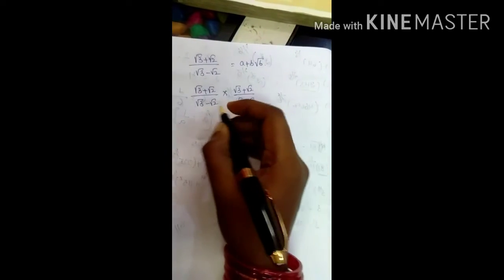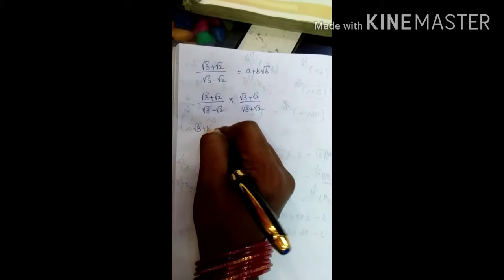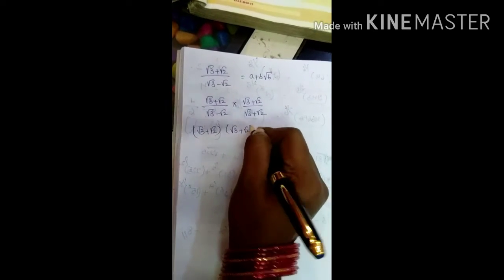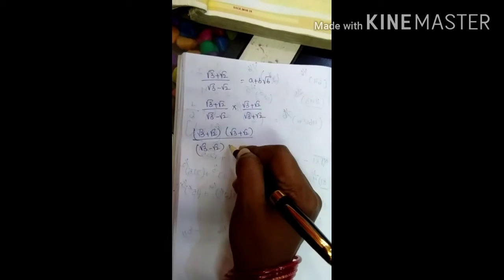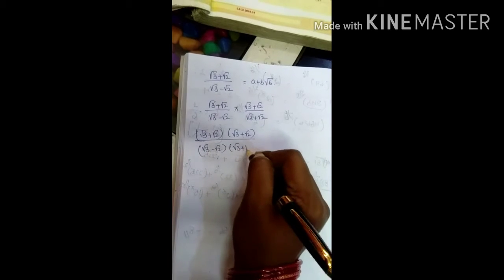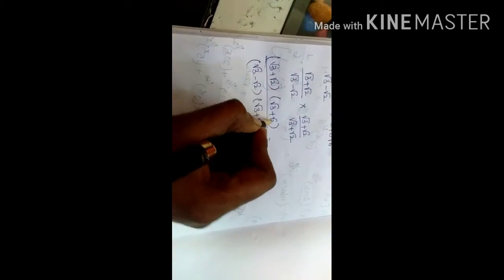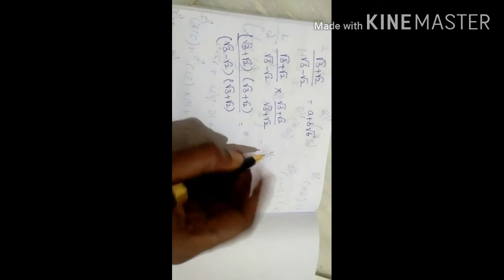Now what you have to do, just multiply numerator and denominator. Root 3 plus root 2 into root 3 plus root 2, divided by root 3 minus root 2 into root 3 plus root 2. Now do simplification here. How much will you get? A plus b into a plus b is your a plus b whole square.